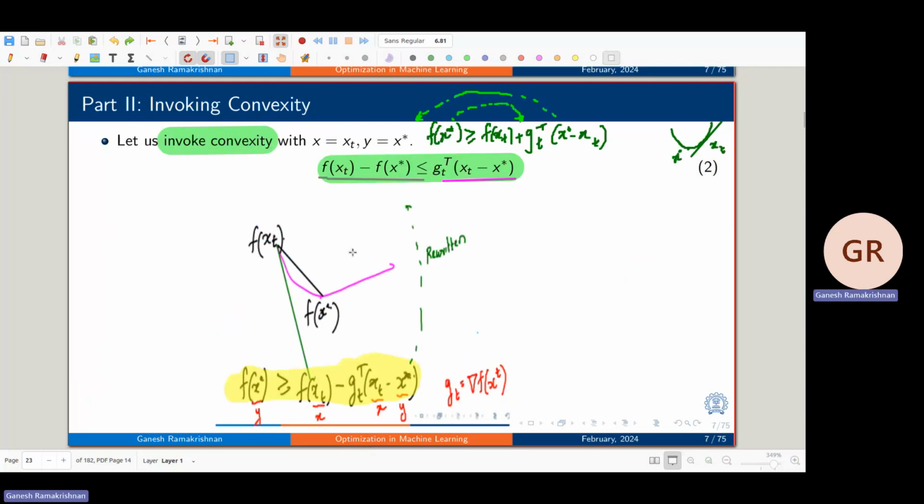I'm just saying how convexity works. You remember all this, right? Convexity is because f of xt minus f of x star is going to be above the gt dot product. All I've done here is f of x star is greater than or equal to f of xt plus gt transpose x star minus xt, and I've just taken gt transpose xt minus x star to the other side, and f of xt minus f of x star to the other side.